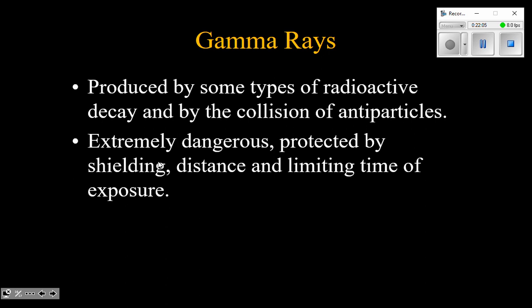How do we shield against them? Well, we shield with thick lead inside the cases that they come in. We keep a distance from them if they're loose, and we limit the amount of time that we're exposed to them to keep ourselves safe.